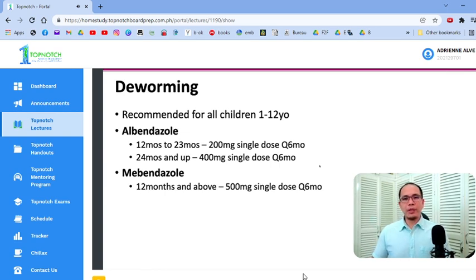So next would be deworming. Pag tinanong kayo, when is deworming done? It's recommended for all children 1 year up to 12 years of age. And you usually have two options. You can give albendazole or mebendazole. This is the common drug used for routine deworming in children here in the Philippines.